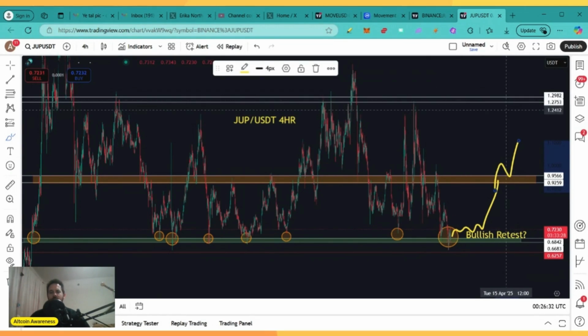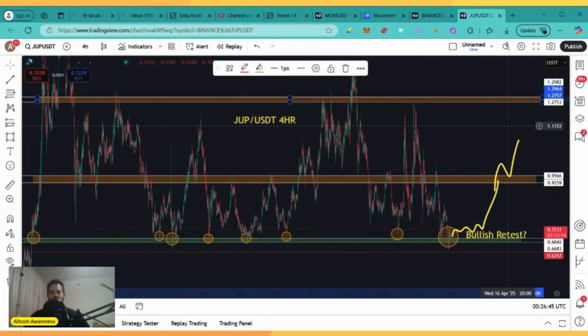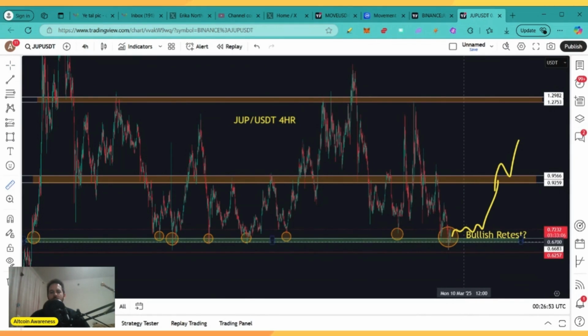This range, ranging between $1.27 and $1.29, is another strong resistance range. Ultimately, from this range low to these range highs, that's approximately a 91% move. It depends where you start the move.